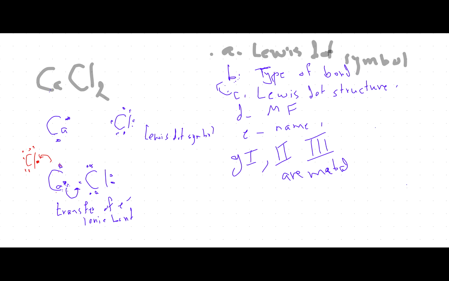How many calcium do I have here? 1. If I had 2 calcium, it would be double, but here I have 1 calcium. And the chloride, this is 1 and this is 1. So I will write 2 chloride.